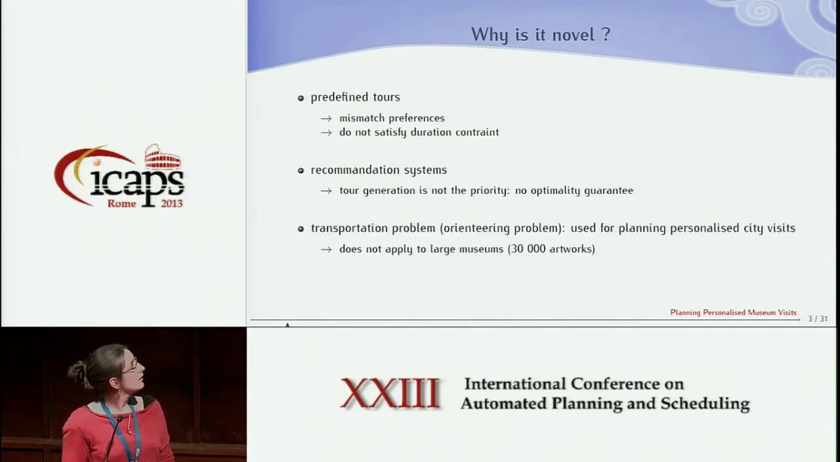The last domain in which this problem has already been addressed is transportation problems. The name of the problem is the orienteering problem, and its encoding has already been used for personalizing city visits. But the problem with applying it to museums is that if the number of artworks is quite large, like 30,000 artworks in the Louvre, then the orienteering problem does not apply, because the encoding is quadratic in the number of artworks. So we need to find another solution for large museums.